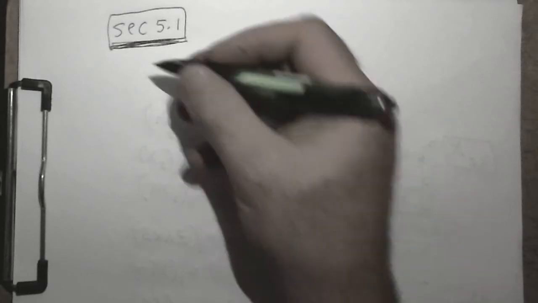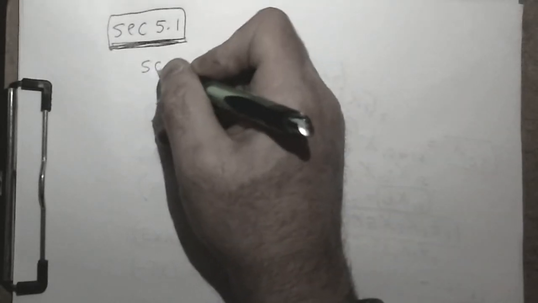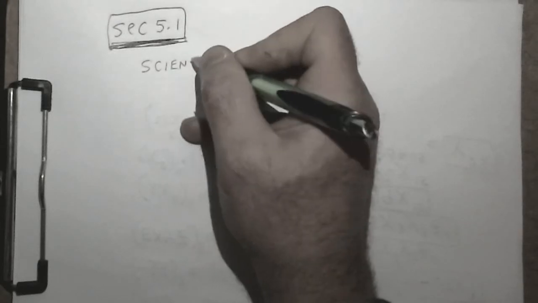All right, ladies and gentlemen, I'm going to finish up section 5.1 by looking at scientific notation problems. Scientific notation, of course, is a convenient way for representing very big or very small numbers. And the specific format for scientific notation, there's a very strict format.